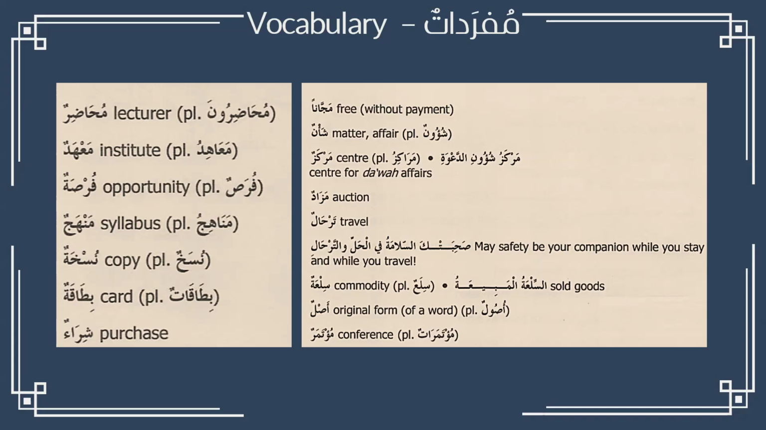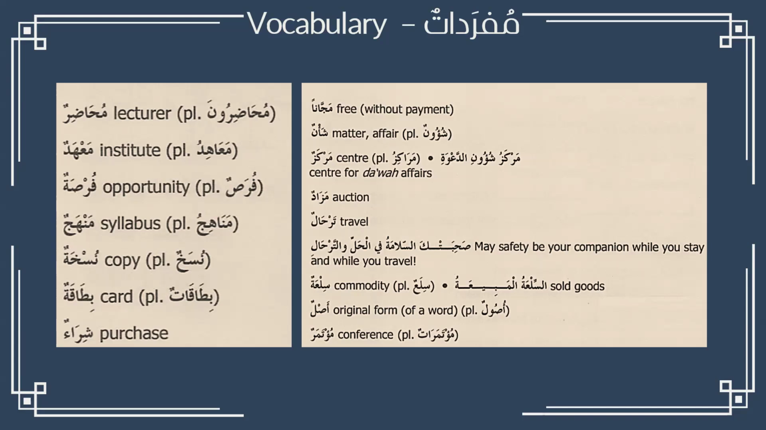Markazun is the center. Marakiz is the plural for that. For example, Markazu Shu'un al-Dawa, center for Dawa affairs. Mazadun is auction. Tarhalun is travel. And then sil'atun is commodity, and sil'atul mabi'ah is sold goods.